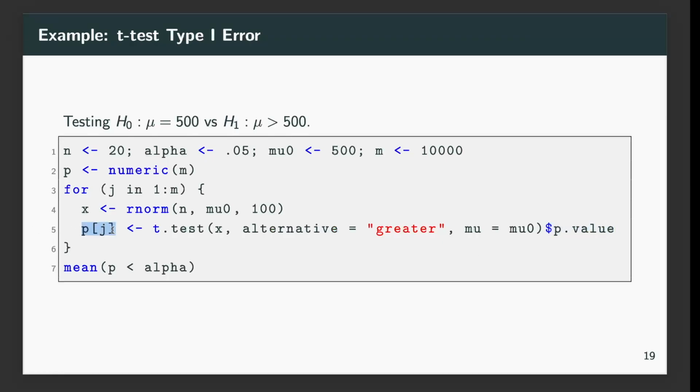There will be some p-values which are less than 0.05, and some of them will be larger than 0.05. At the end, we compute how many of these 10,000 replicates have p less than alpha. You can put less than or equal to; I don't think the result is going to be much different.